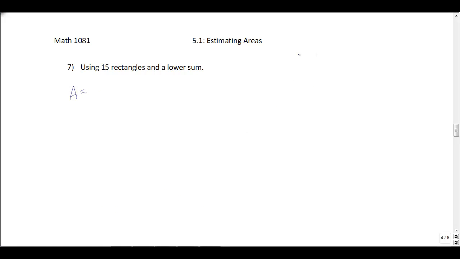What you would get when you do this, let's think about what we've got. Our interval from 1 to 4 has length 3, and we're splitting into 15 pieces. So each one should be 3 over 15. That's 1 over 5, or 0.2. So each rectangle should have a width of 1/5. And then we're just going to add up, starting at f of 1, we're going to add the 1/5, which is 0.2.